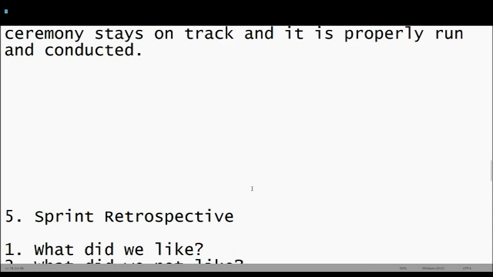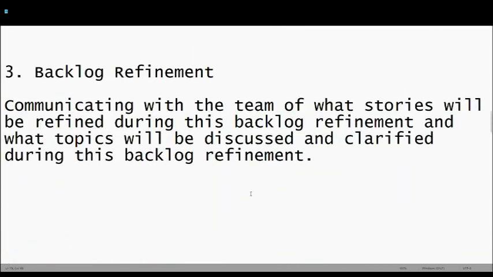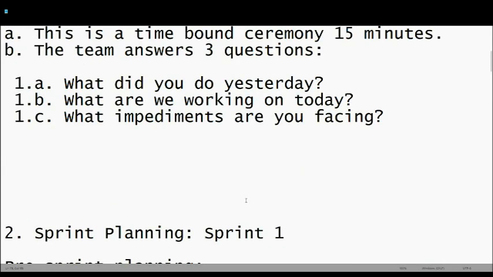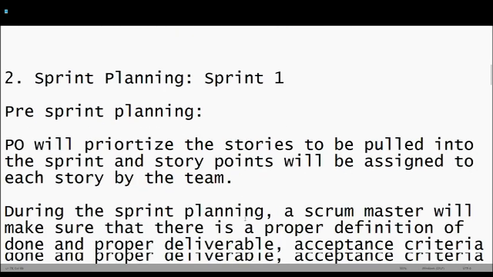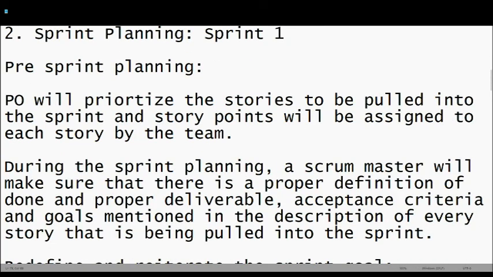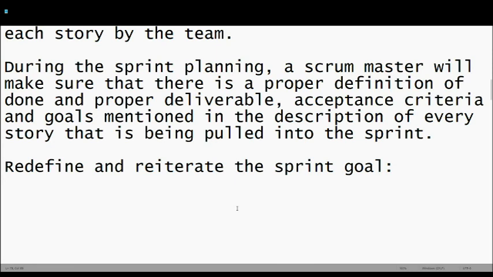Now, during the different ceremonies that we discussed, during daily stand-up, a Scrum Master is going to ask 3 questions. What did we do yesterday? What are we working on today? What impediments are you facing? During the sprint planning, we will make sure that all the stories that are being pulled into the sprint have story points assigned to them, and they have been prioritized by the product owner. Once they are pulled into the sprint, you have to make sure that there is a proper definition of done, proper acceptance criteria with every story that is pulled into the sprint.